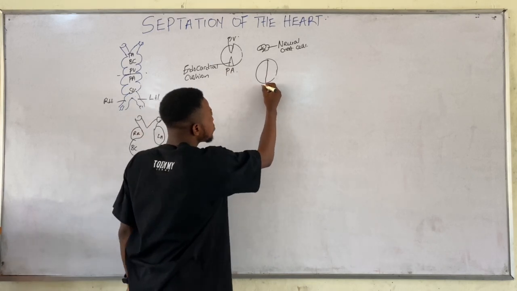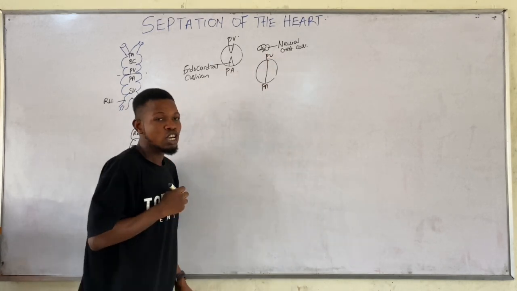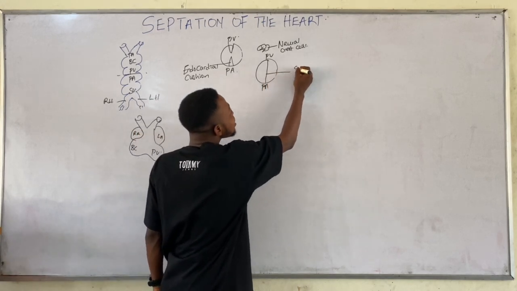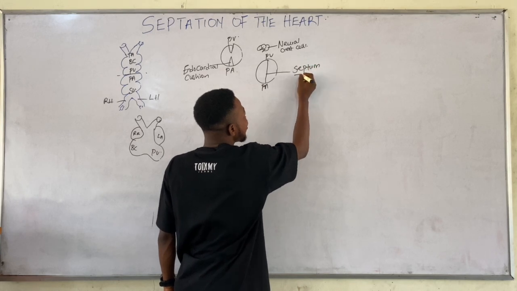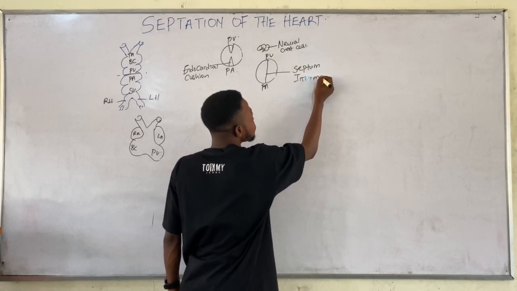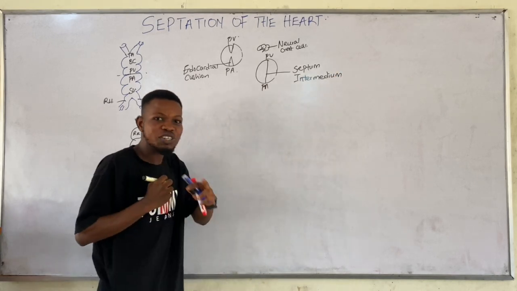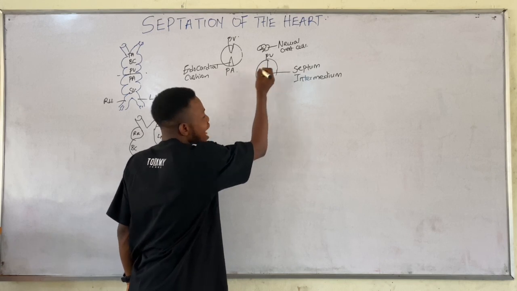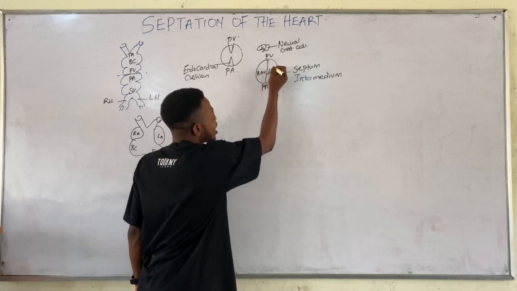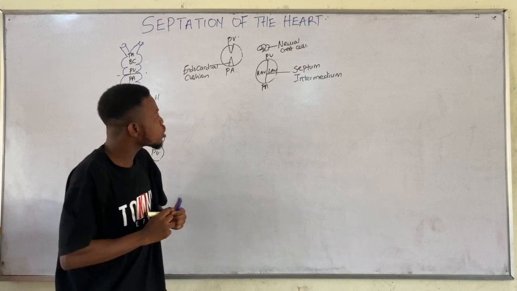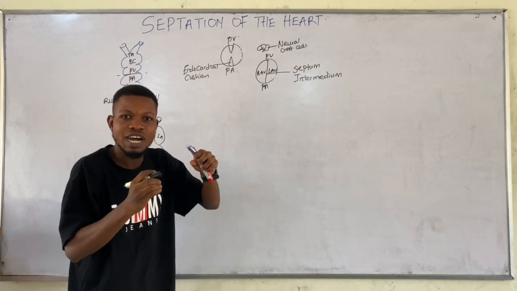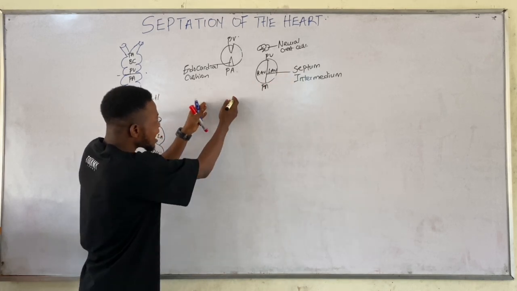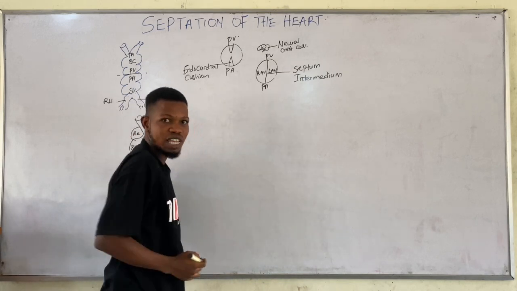This is our primitive atrium, and this is our primitive ventricle. So when the endocardial cushions close up, they give rise to what we call the septum intermedium. The septum intermedium separates the right AV canal from the left AV canal. So the septum intermedium, formed by the endocardial cushion, separates the atrium from the ventricle. It separates the right AV canal from the left AV canal.